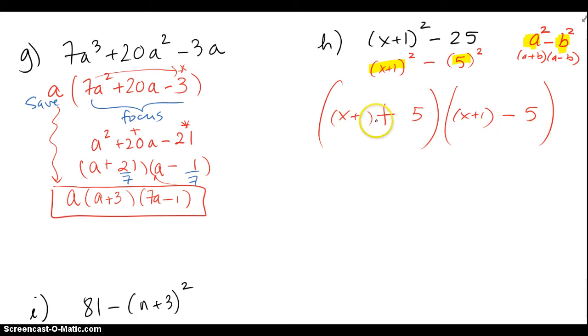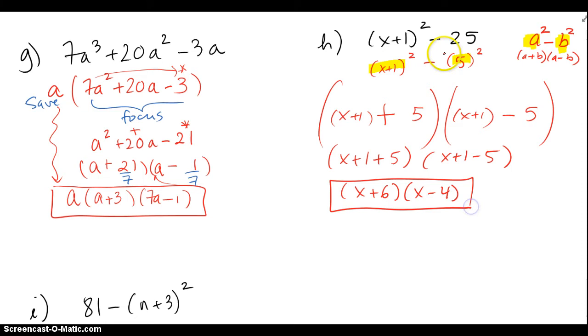Now the parentheses inside don't really mean much, so I'm going to get rid of them. X plus 1 plus 5. X plus 1 minus 5, and then we can combine like terms. That's going to give me x plus 6 and x minus 4, and we are good to go. This thing gets factored into x plus 6 times x minus 4.